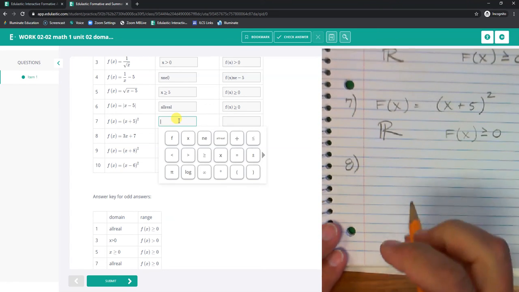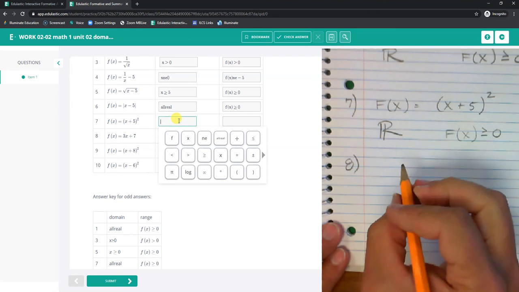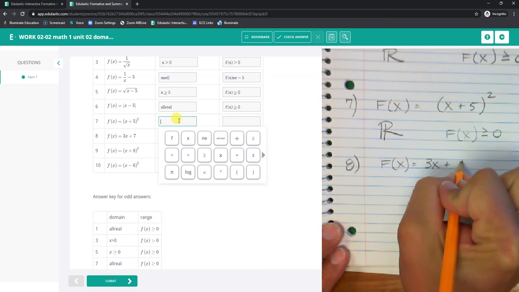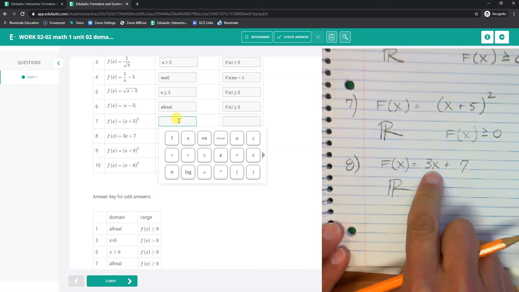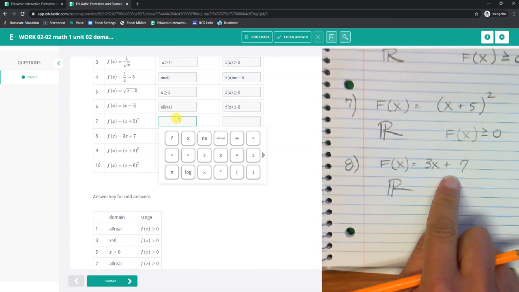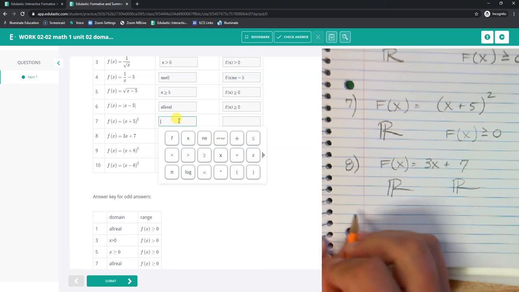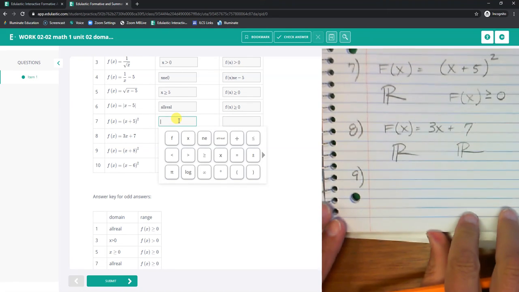Number 8, f of x equals 3x plus 7. I can plug anything I want into this. There's no way to break it. It's not a square root. It's not a fraction, so I can't break it. And coming out of this, I can also get everything to come out of it. Number 9.